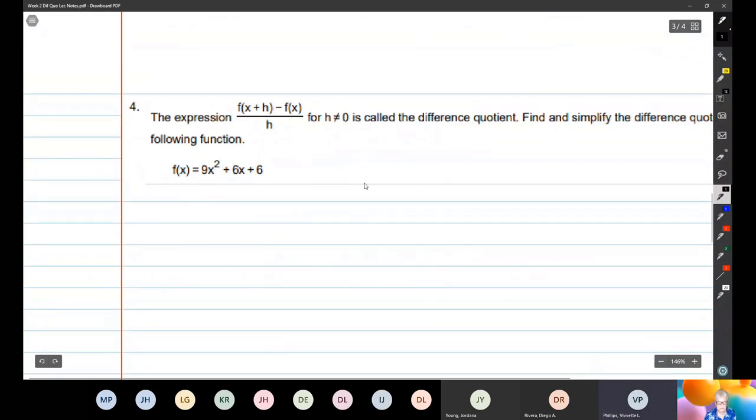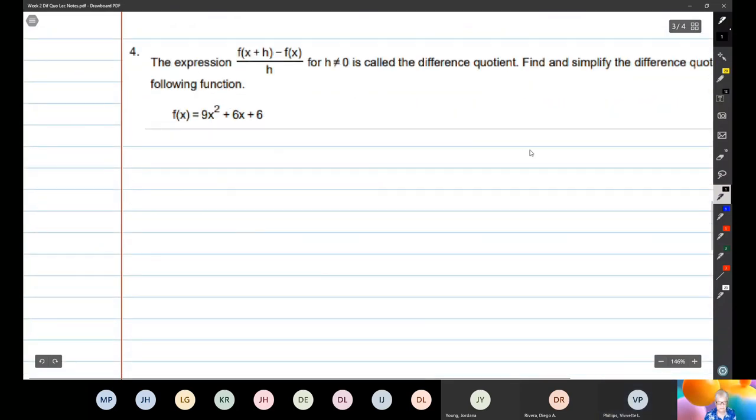Okay, here we go. But it's the same, it's always the same. Step 1, step 2, step 3, and you'll be much less likely to make a mistake if you keep your steps separate and go very, very slowly. So step 1. We know what f of x is. We have to calculate f of x plus h.